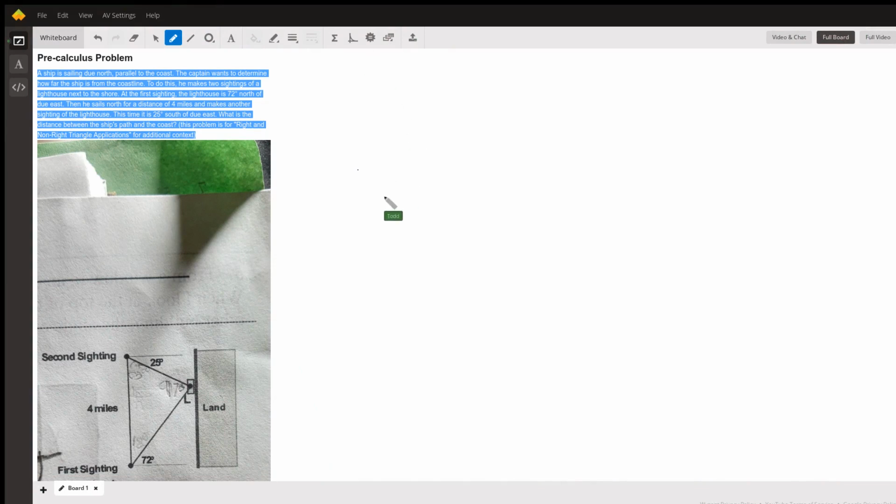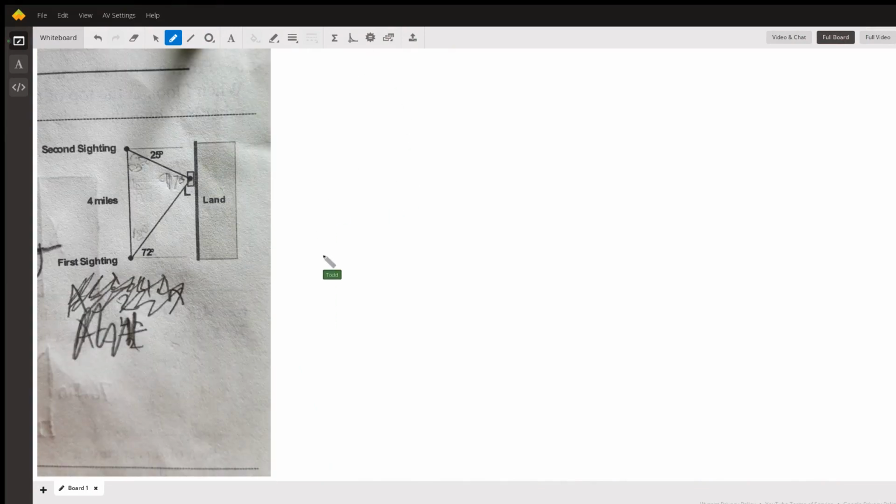Alright, so for this problem here, what I'm going to do, first I'm just going to start off by redrawing this over here. We have this is 25 degrees, this is 4 miles, this is 72 degrees. So just as you found, this is going to be 18 degrees, and this is going to be 65 degrees.